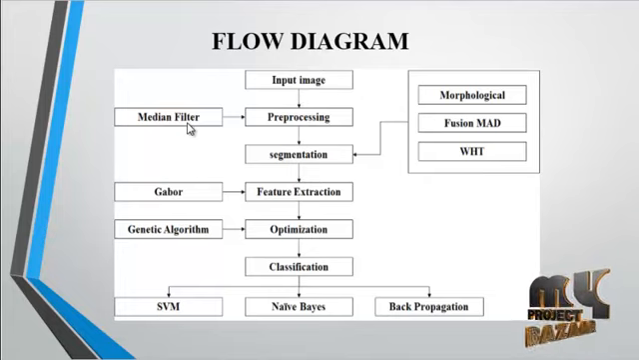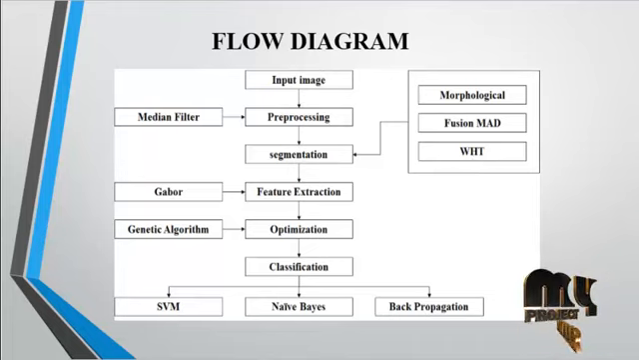After the filtering process is completed, the segmentation is carried out. In this segmentation, we have to consider majorly three parts. First one is the morphological operation. Then the second one represents the fusion MAD algorithm, and the third one represents the WHT algorithm for the segmentation. By these three segmentations, the lung disease region is segmented separately.